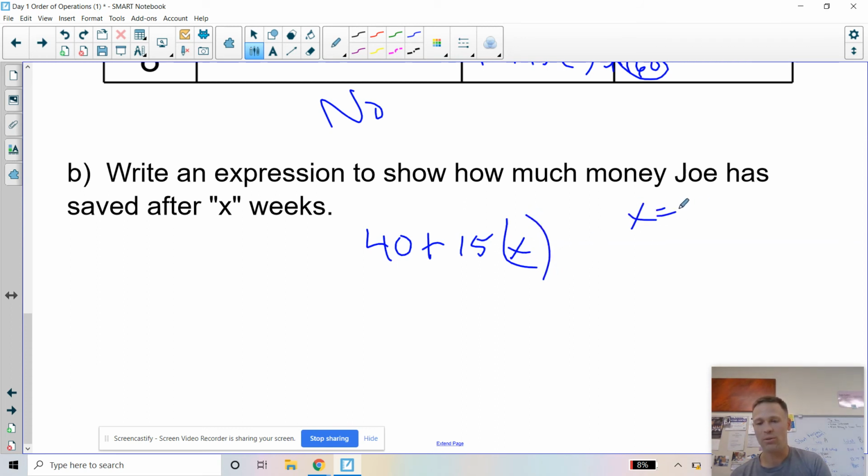And X is going to be equal to the amount of weeks. So now if X is 10, he can substitute 10 in there and figure out exactly right away.